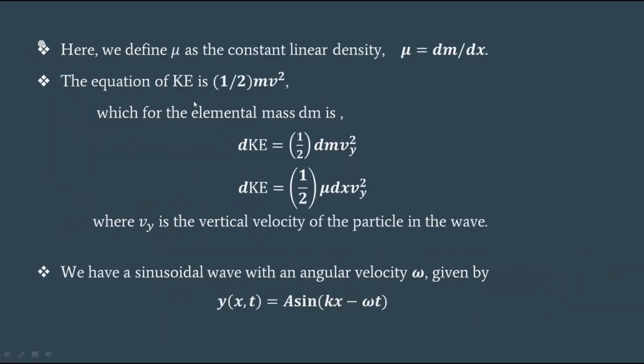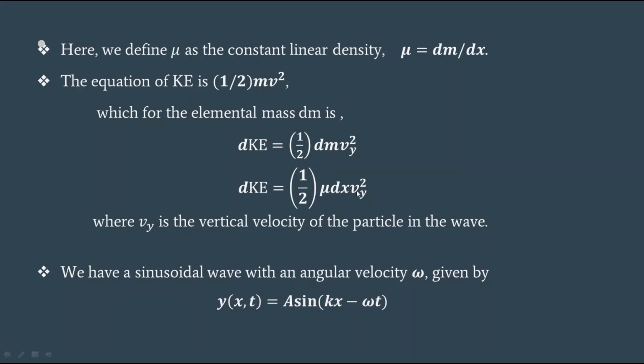Here we define a term μ as the constant linear density, that is μ = dm/dx. The equation of the kinetic energy is half mv squared, which for the elemental mass dm is dKE = ½ dm v_y². Substituting dm as μ dx, we get dKE = ½ μ dx v_y², where v_y is the vertical velocity of the particle in the wave.